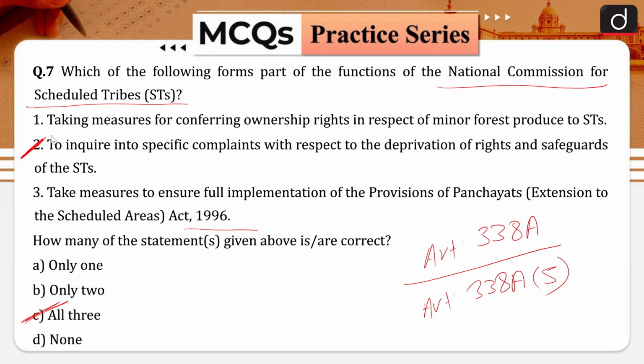Now let us talk about the additional functions that have been entrusted upon the National Commission for Scheduled Tribes by the Ministry of Tribal Affairs. Firstly, to confer ownership rights in respect of minor forest produce to the STs living in the forest areas, and that is why your statement number 1 here is correct in nature. To safeguard the rights of the tribal communities over mineral resources, water resources, etc. as laid down by the law.